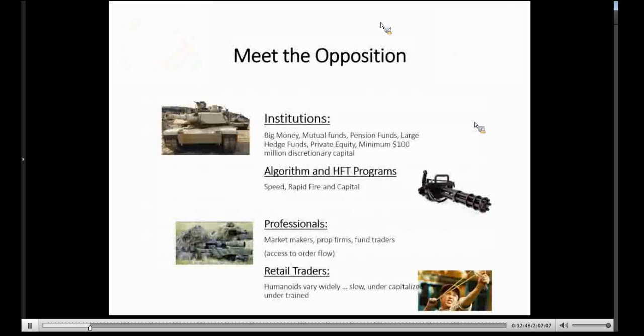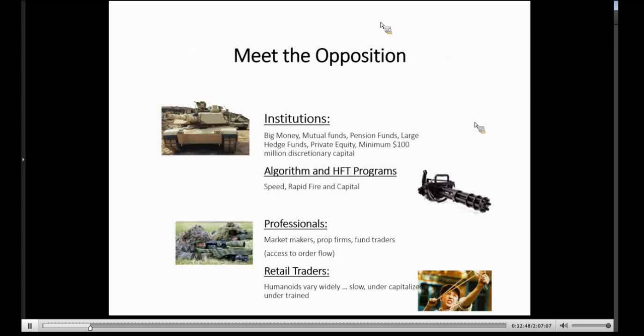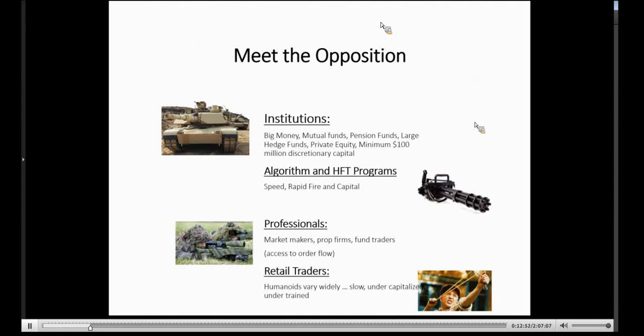If we break them down, we have our institutions. Those are the big money: mutual funds, pension funds, hedge funds, private equity, any institutional fund that has a minimum of $100 million in discretionary capital. These are the bazookas, the dinosaurs, the tanks. When they want a position, when they want to move a stock or move a market, it's moving. Algos and HFT programs are like the AK-47s, the Gatling guns, the miniguns. They have unlimited firepower, and their advantage is speed.